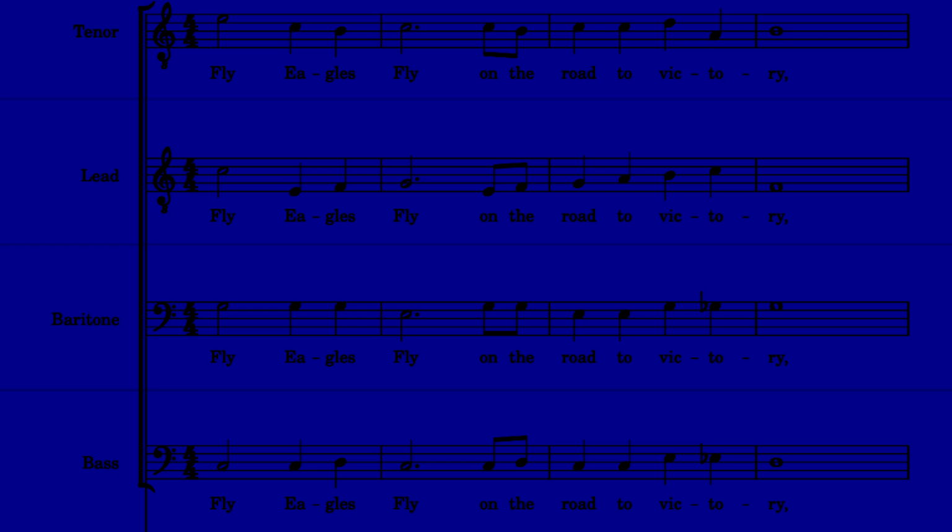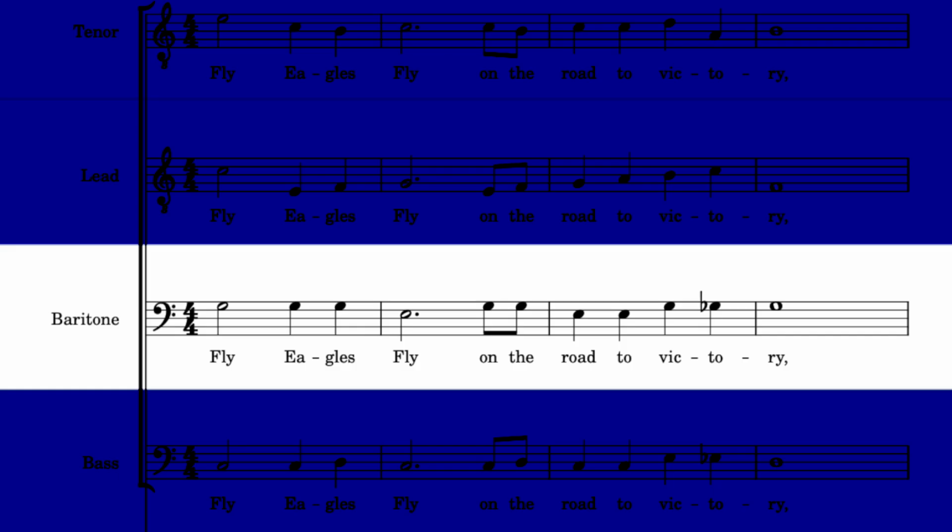Victory. You just heard the baritone again. It's the part that fills in whatever's left in the chord. Before continuing, I'm going to give you a little more information.